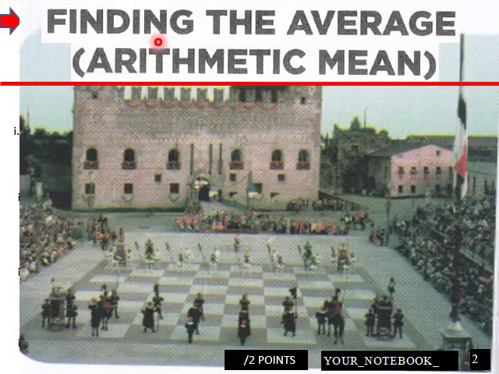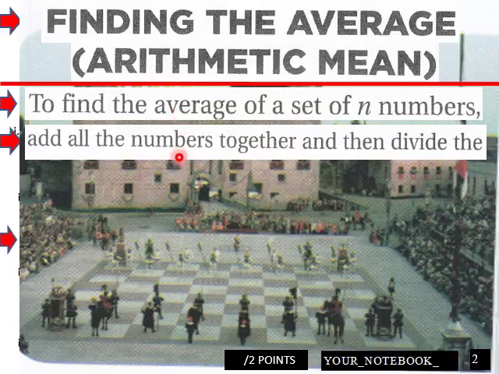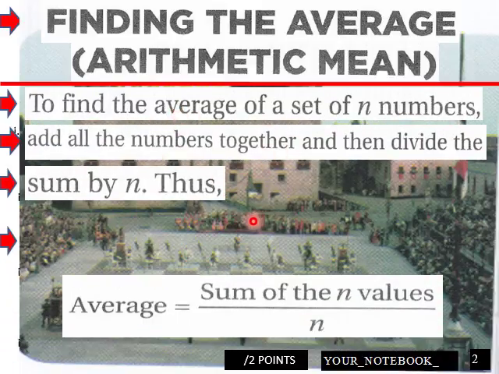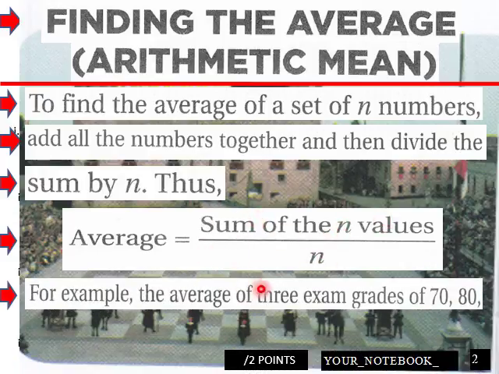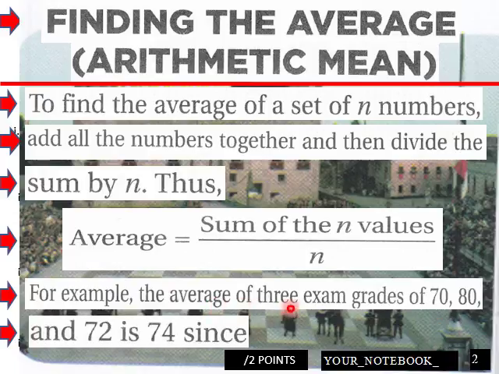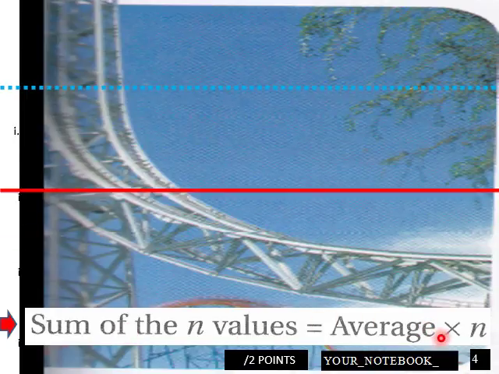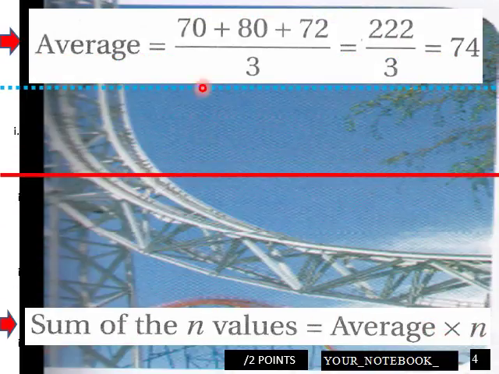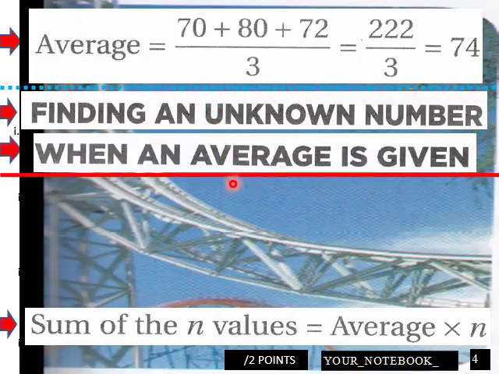What does that mean? Find the average, the arithmetic mean, of a set of n numbers: add the numbers and divide by n. So the sum of the values divided by n. For example, the average of 3 exam grades would be what? Sum of the n values equals average times n. We add all these and divide by 3. We get 74.